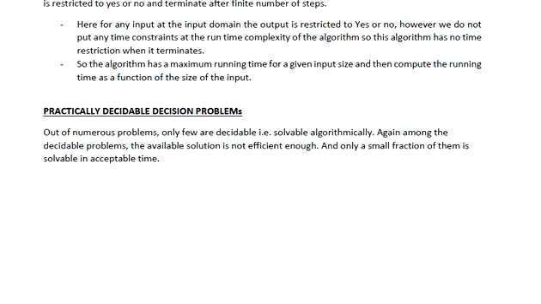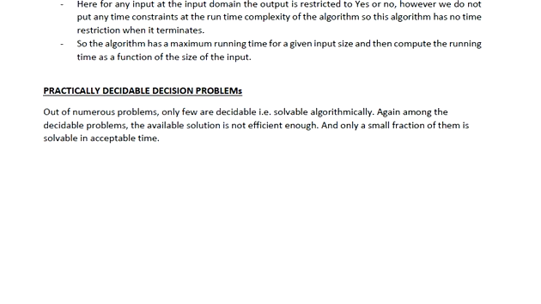Now there is another type of problem called the practically decidable decision problem. Out of numerous problems, only a few are decidable, that is, decidable algorithmically. Again, among the decidable problems, the available solution is not efficient enough, and only a small fraction of them can be solved in acceptable time, that is, polynomial time.